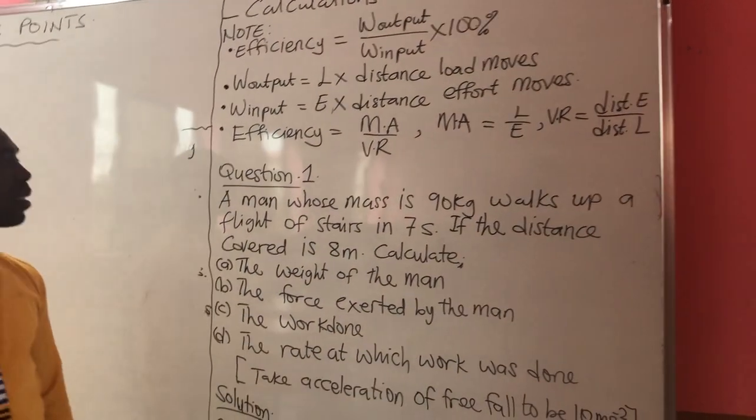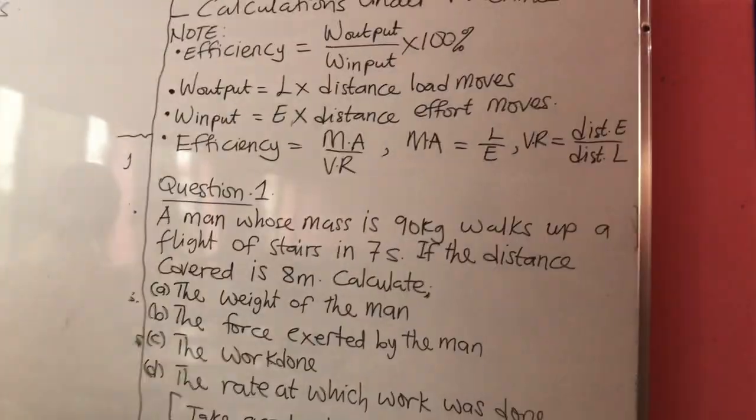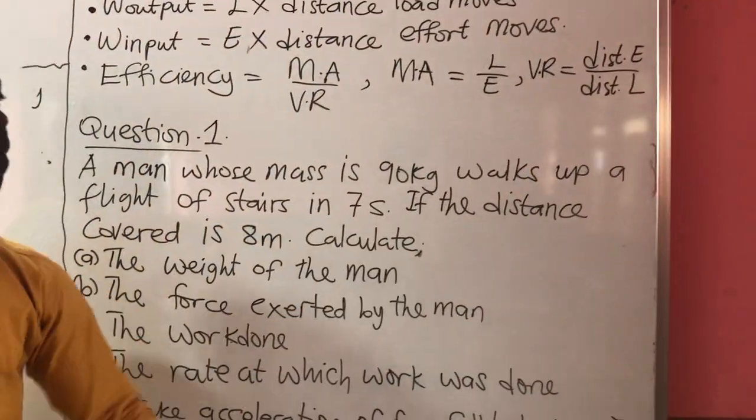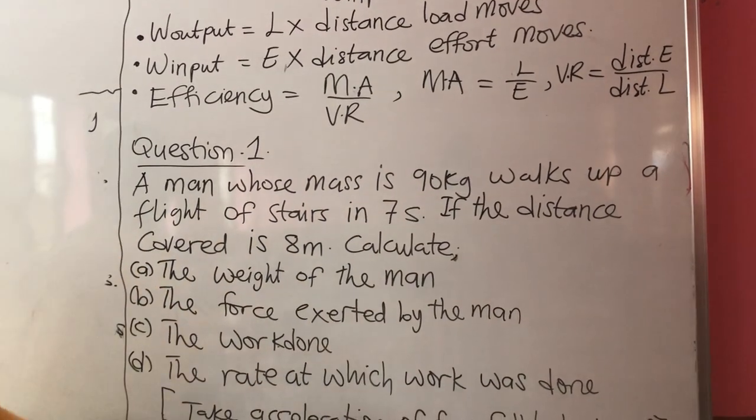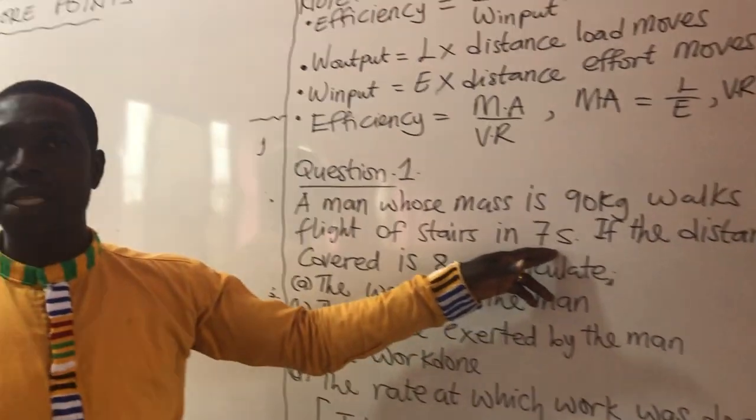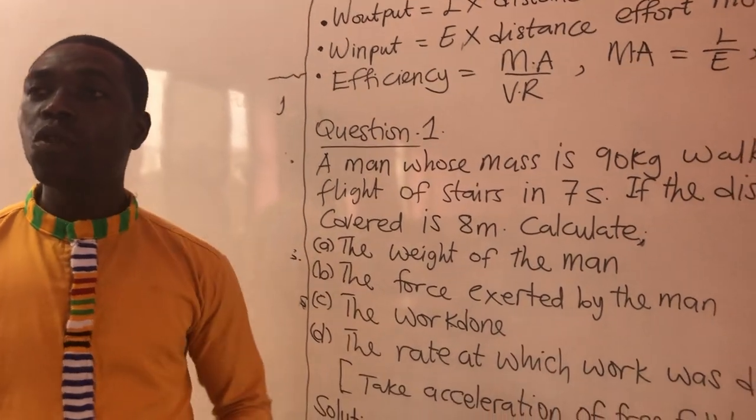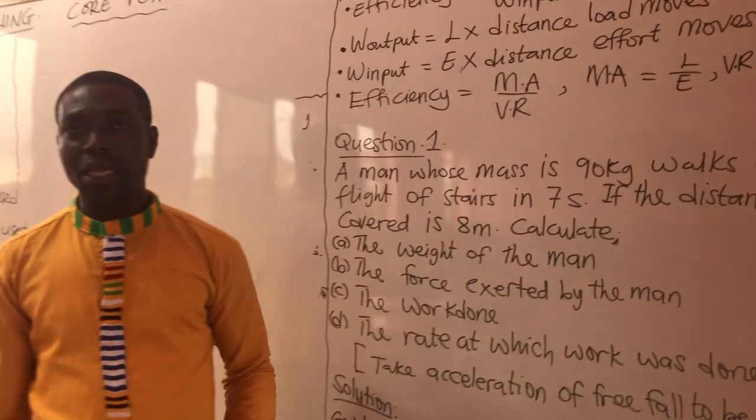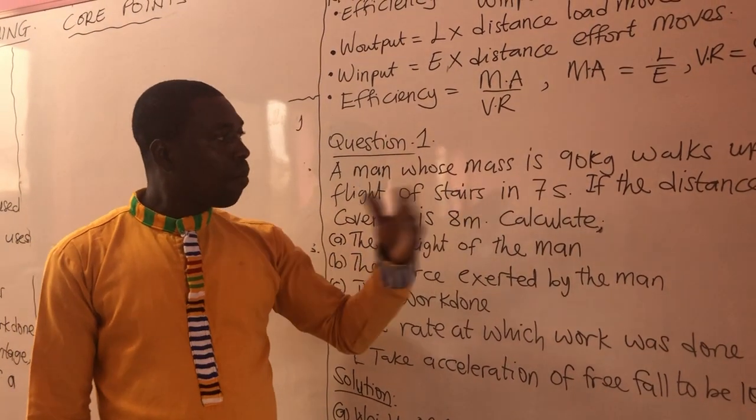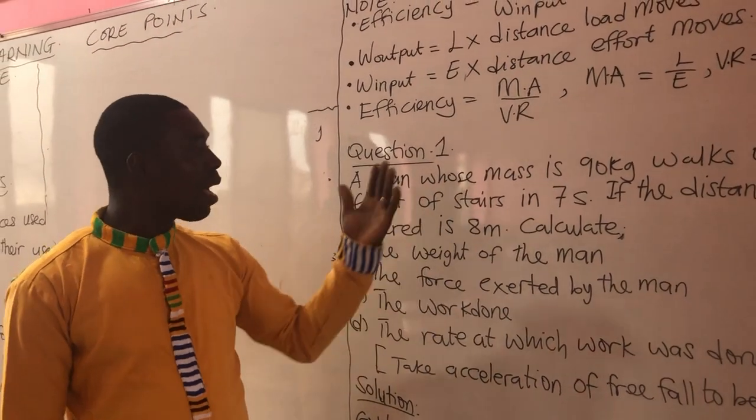Now let's quickly look at some examples here. So we have the first example, or question 1. Say a man whose mass is 90 kilograms walks up a flight of stairs in 7 seconds. When you see a small s here, it means seconds. You know, time is measured in what? Seconds, hours, minutes, days, and the rest. But the smallest unit of time is what? A second. So within 7 seconds, a man with this mass, that is 90 kilograms, walked up a flight of stairs.